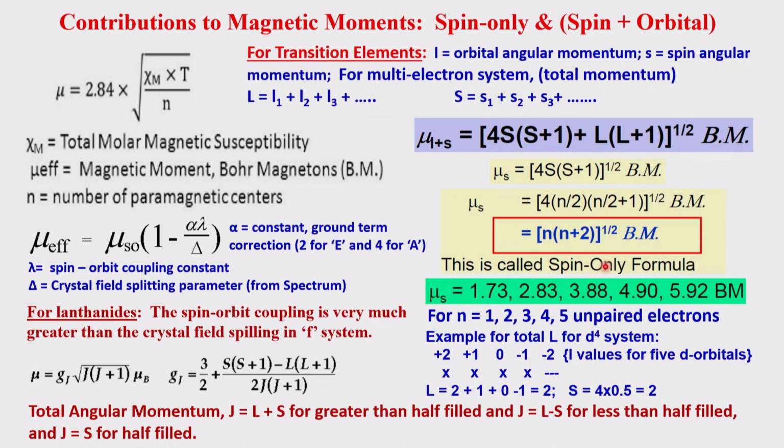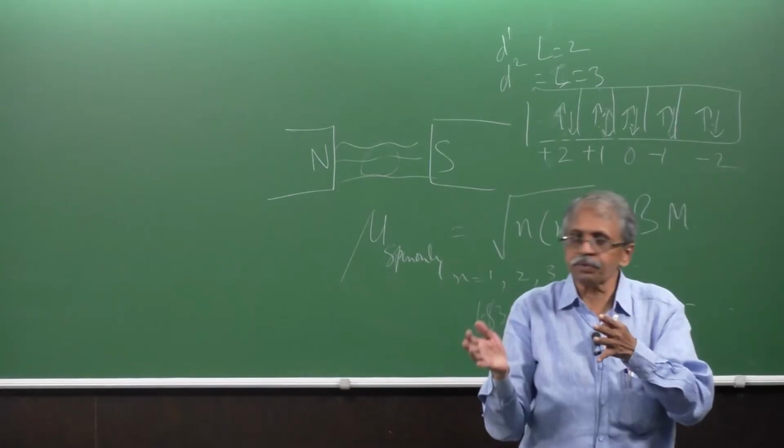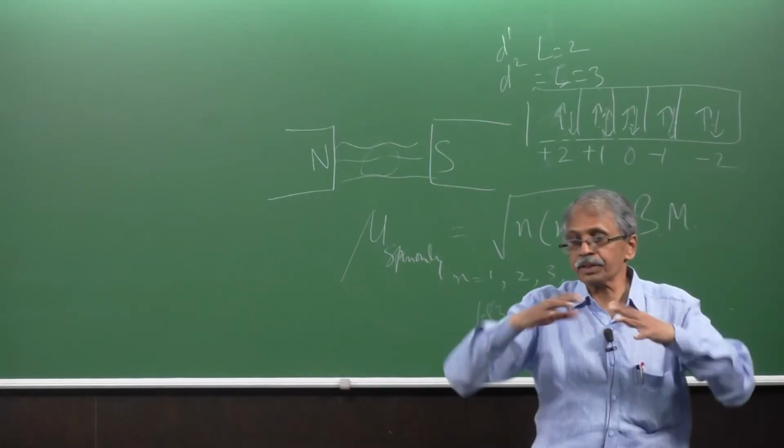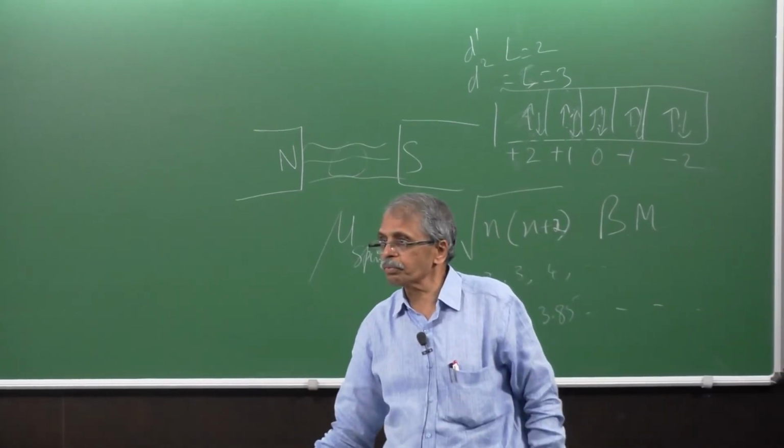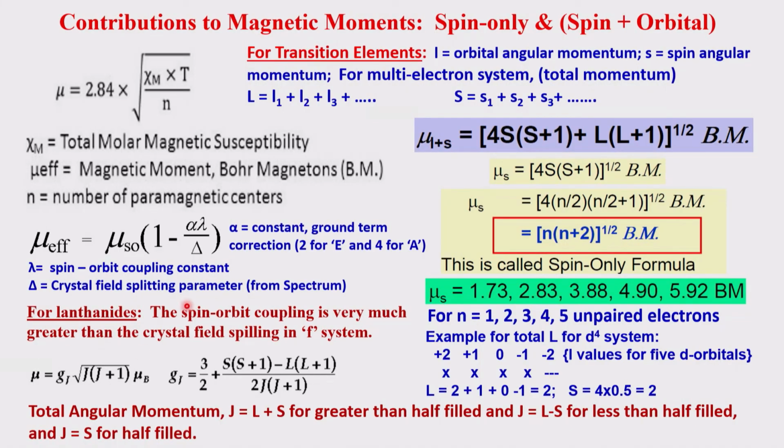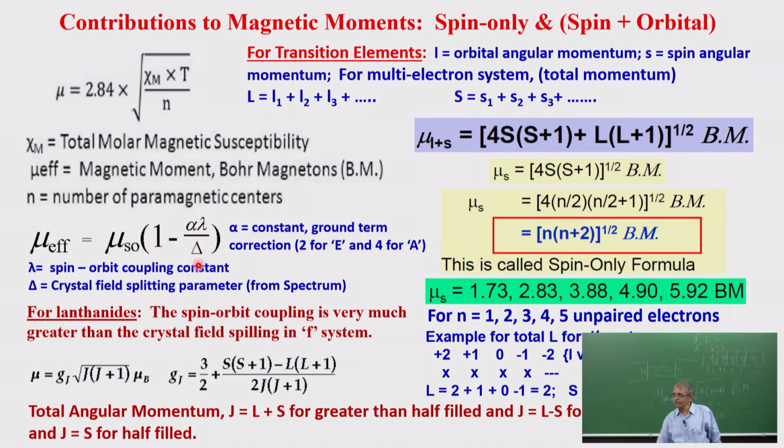So you can calculate a spin-only value, but whatever you measure is always the total magnetic moment. On the other hand, for the lanthanide ions, mu effective is mu SO, where SO is spin only, into 1 minus alpha lambda by delta. Alpha is a constant depending upon the ground term: 2 for E ground term, 4 for A. You do not need to go into that, because these are spectroscopy terms.